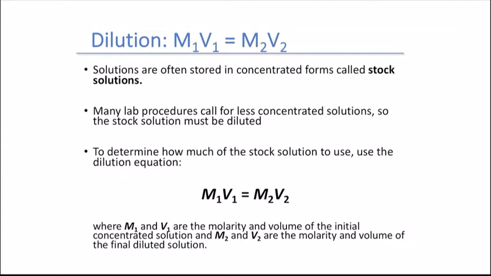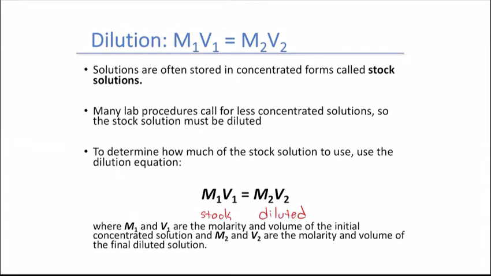And to determine how much of the stock solution to use, we use our dilution equation, M1V1 equals M2V2, where M1 and V1 come from the stock solution, they're the more concentrated one, and M2 and V2 are our final diluted volume and diluted concentration.